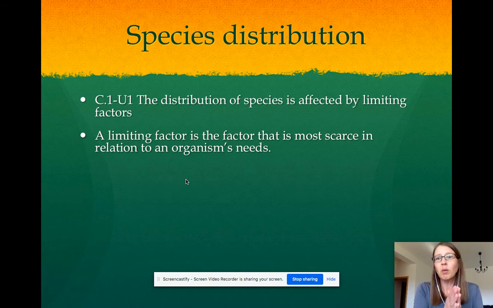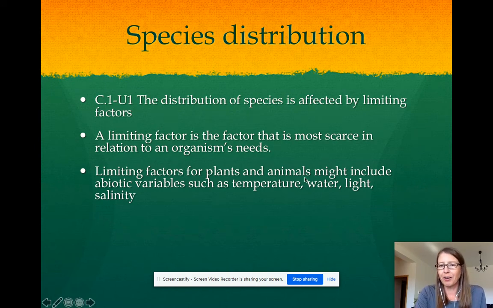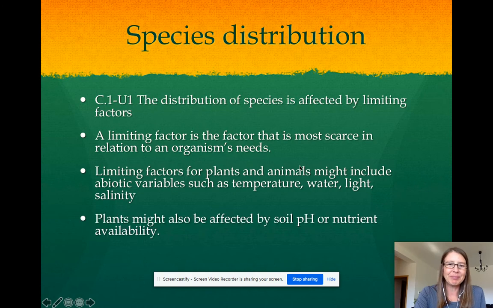If you are a woodpecker living in the forest, if there's not enough nesting sites for you to find, holes in trees for you to be able to find a place to live, those nesting sites, those cavities in the trees, would be the limiting factor. So it's whichever one is the most scarce in relationship to the organism's needs. Limiting factors for both plants and animals will often include temperature, water, light, salinity. There's a number of different things that might be here, but you'll see temperature and water are going to be a really big deal for a lot of them.